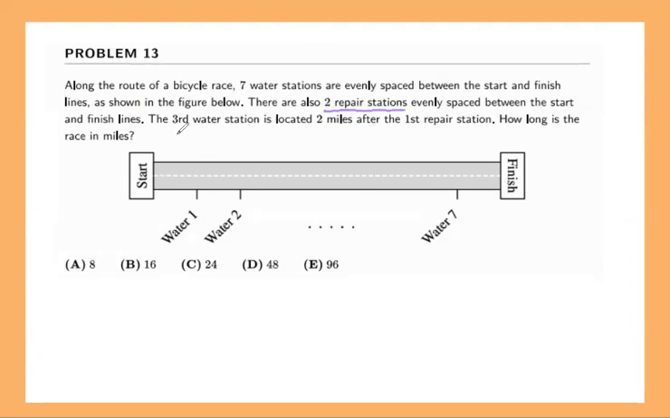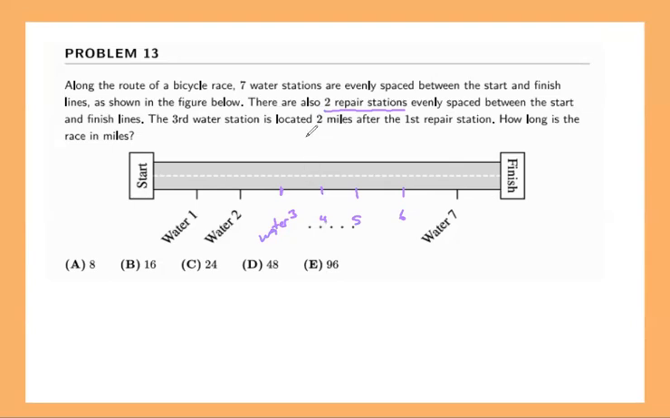There are also two repair stations evenly spaced between the start and the finish line. The third water station is located 2 miles after the first repair station. If you want to add labels, I'm going to say this is water 3. You can say this is 4, which you don't really need, but let's say this is 4, this is 5, this is 6, and this is 7 already. We are given there are two repair stations between the start and the finish line.